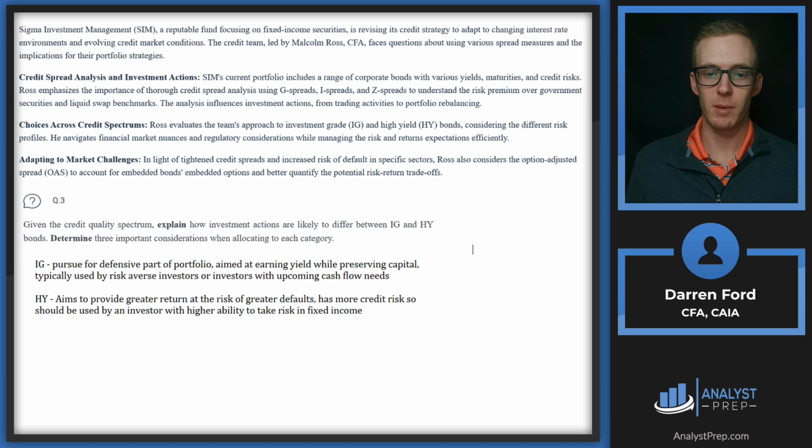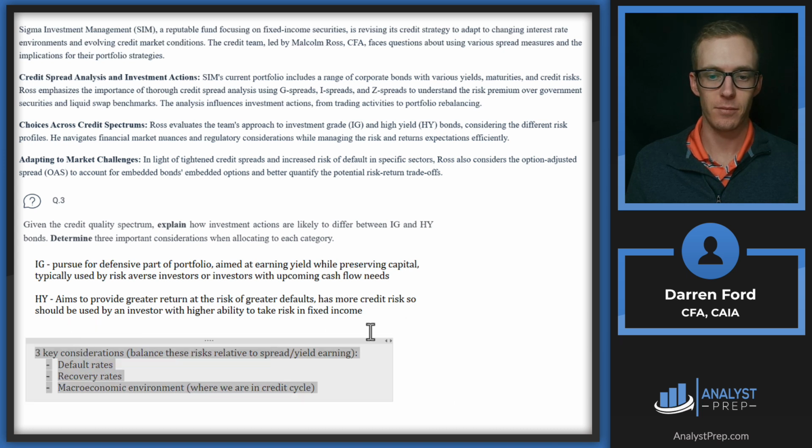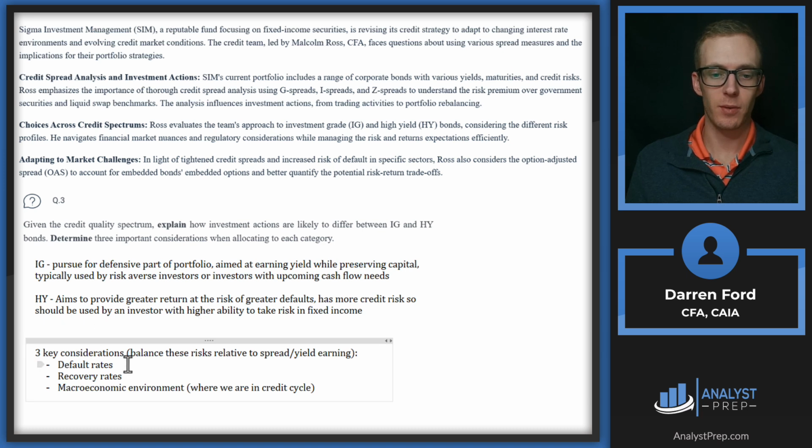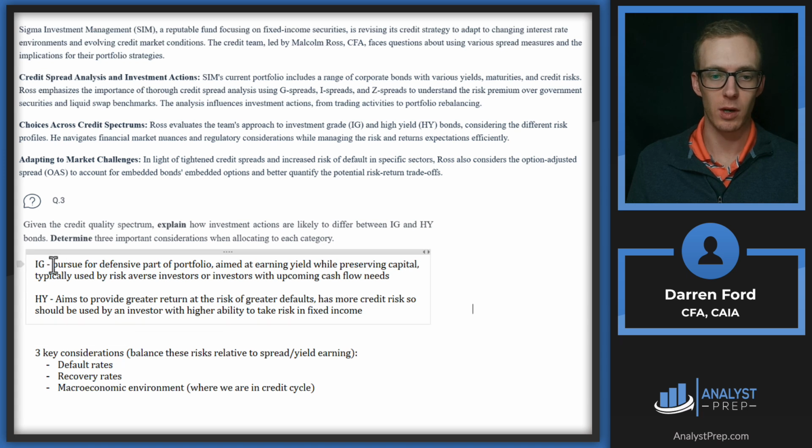And then for the determine three important considerations, I think there's more than just three, but these are three important ones: default rates, recovery rates, and macroeconomic environment. You want to balance these risks relative to the spread and yield that we're earning. The main thing between default rates and recovery rates is that default rates will be lower for investment grade. Recovery rates could be mixed between the two, but high yield is going to have much higher default rates.